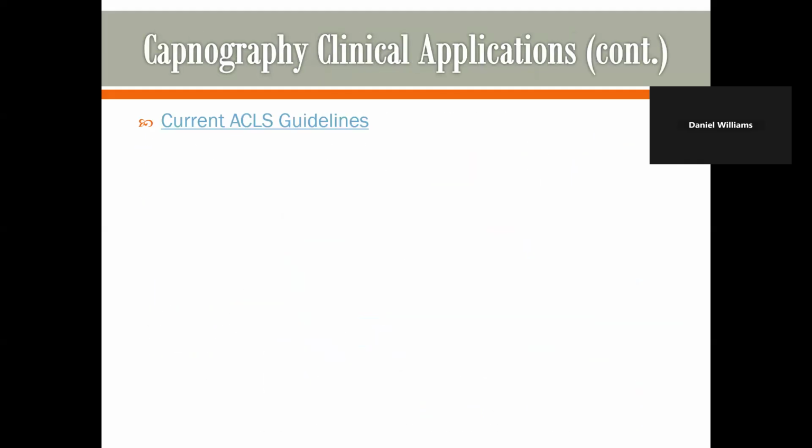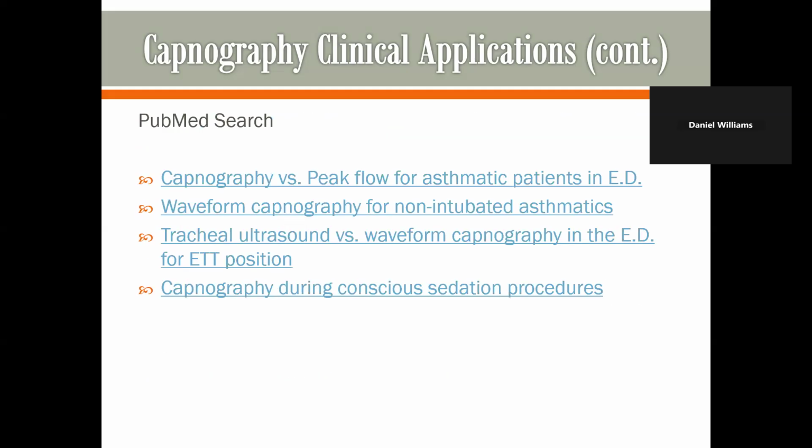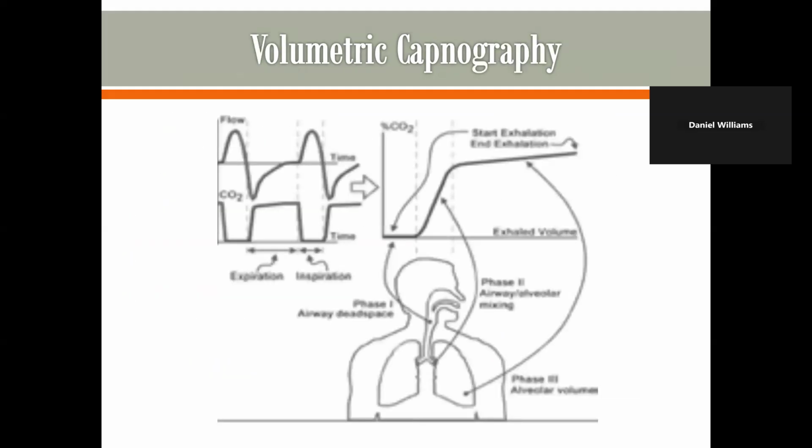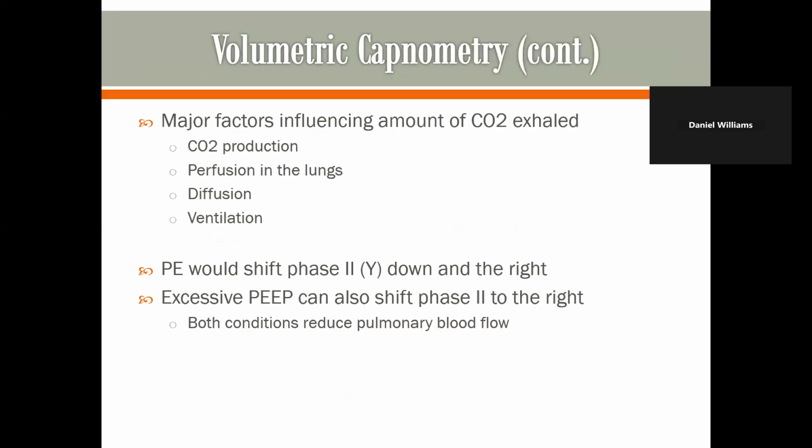With ACLS, we talked about utilizing waveform capnography to monitor our CPR. End tidal CO2 may run around 10 or so when you're doing your compressions. And if you have a sudden jump, that can indicate a return of spontaneous circulation, so we're achieving ROSC at that point. We also talked about the single breath CO2 curve as well. So you may want to pay a little bit of attention to that as you're studying and preparing for your exam coming up.